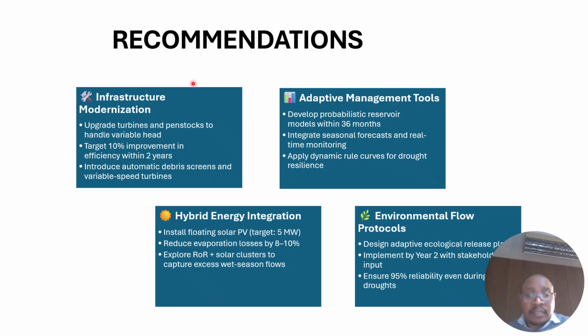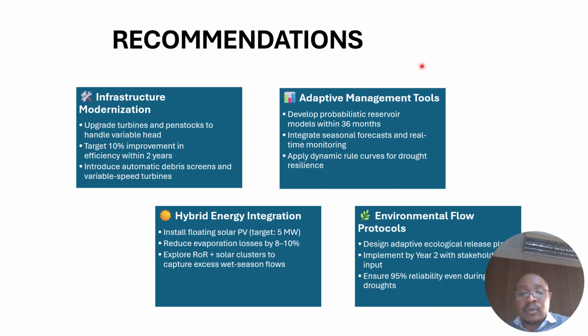And now if you look at the recommendations, there are four of them: infrastructure modernization, adaptive management tools, hybrid energy integration, and environmental flow. On infrastructure modernization, upgrade the turbine and penstock to reduce variable head, with a target of 10% efficiency improvement within 2 years. Introduce automatic debris screens and variable speed turbines. On adaptive management tools, develop a probabilistic reservoir model within 3 years or 36 months, and integrate seasonal forecasts and real-time monitoring.